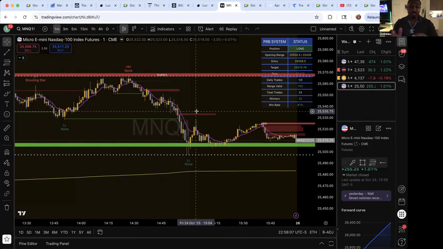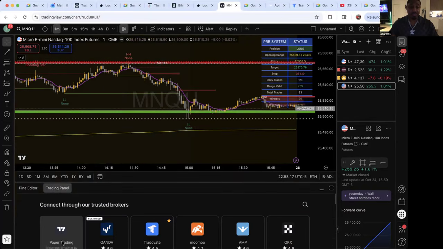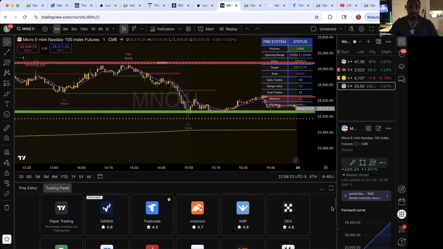Once you're at tradingview.com, then what you're going to do is click right here on the very bottom. Look to the bottom of the screen. You see where it says trading panel? Trading panel, you're going to click on there. I'm going to scroll it up just a little bit so you can see a little better. You see where it says paper trading? It's the first thing that pops up. You're going to click on paper trading.